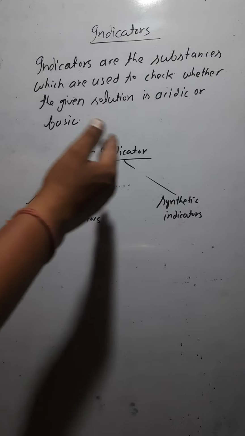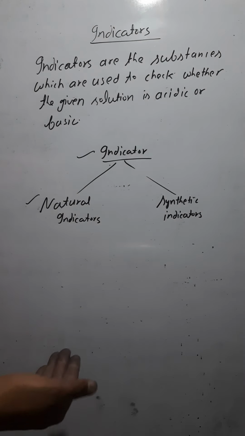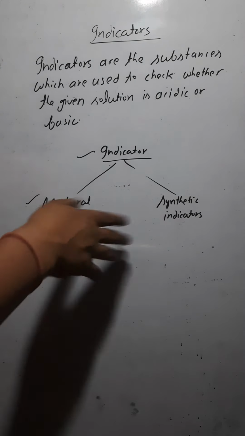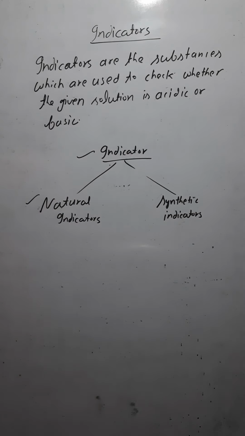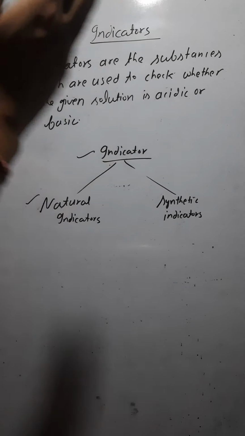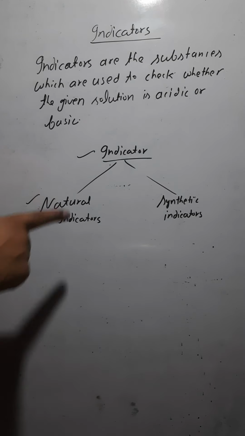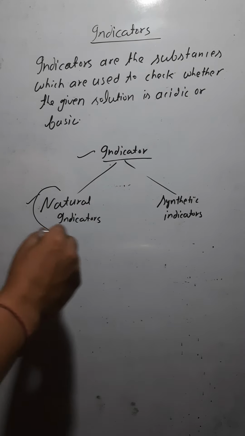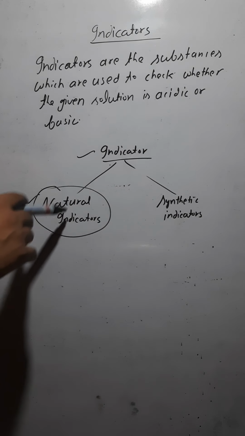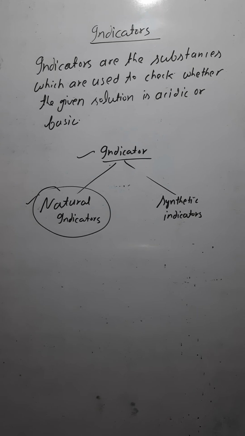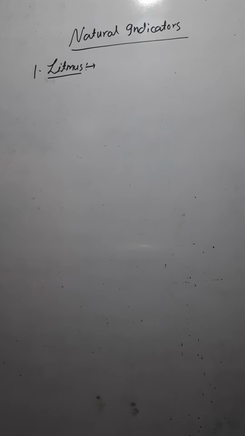Then we have one more type of indicator, known as olfactory indicators. You will learn about all the types of indicators when you go to the 10th class, where you will read about all of them. But right now we will focus on the natural indicators only. So let's discuss the natural indicators. The first one is litmus.